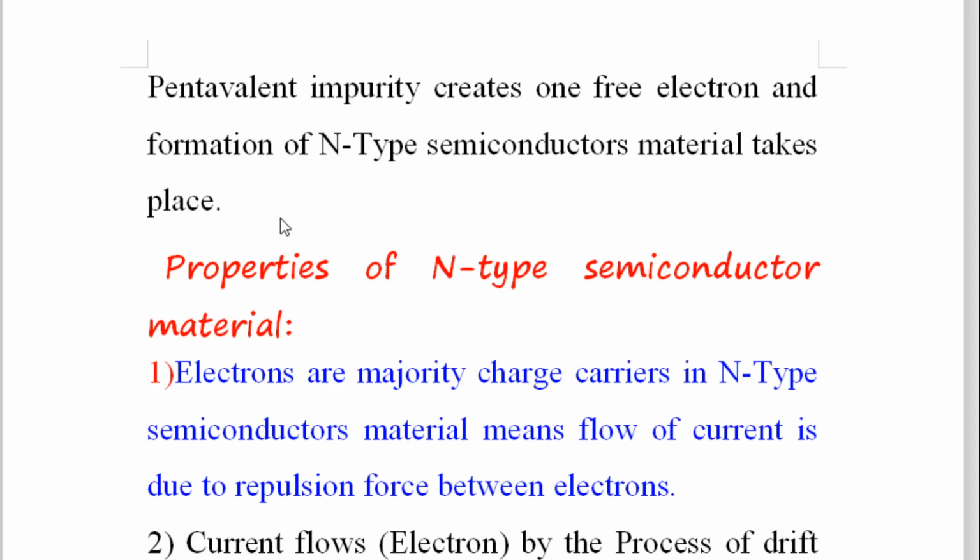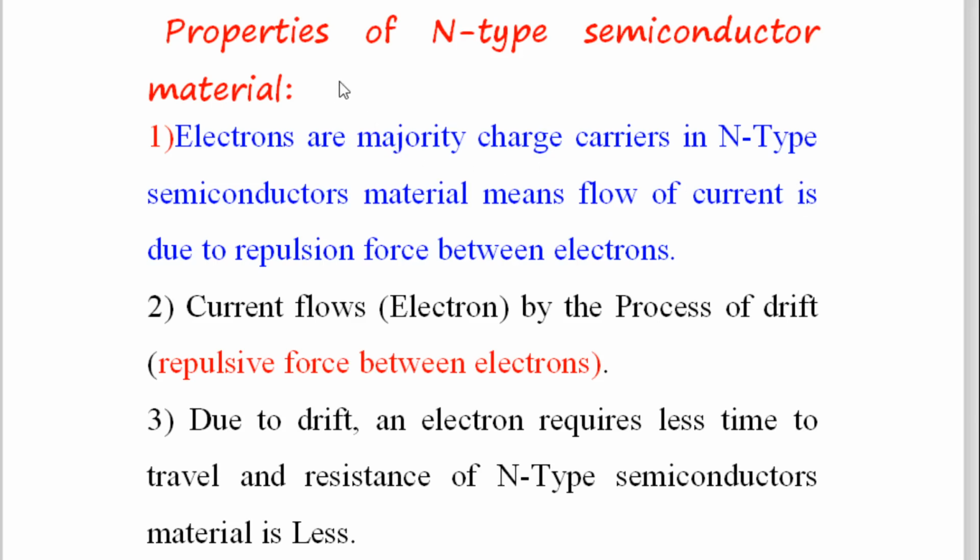You need not waste electric energy of your electric voltage source, and that is why it is said the conductivity of N-type semiconductor material is greater than pure silicon or germanium, that is intrinsic semiconductor material. And now what are the properties here? The properties of N-type semiconductor material.